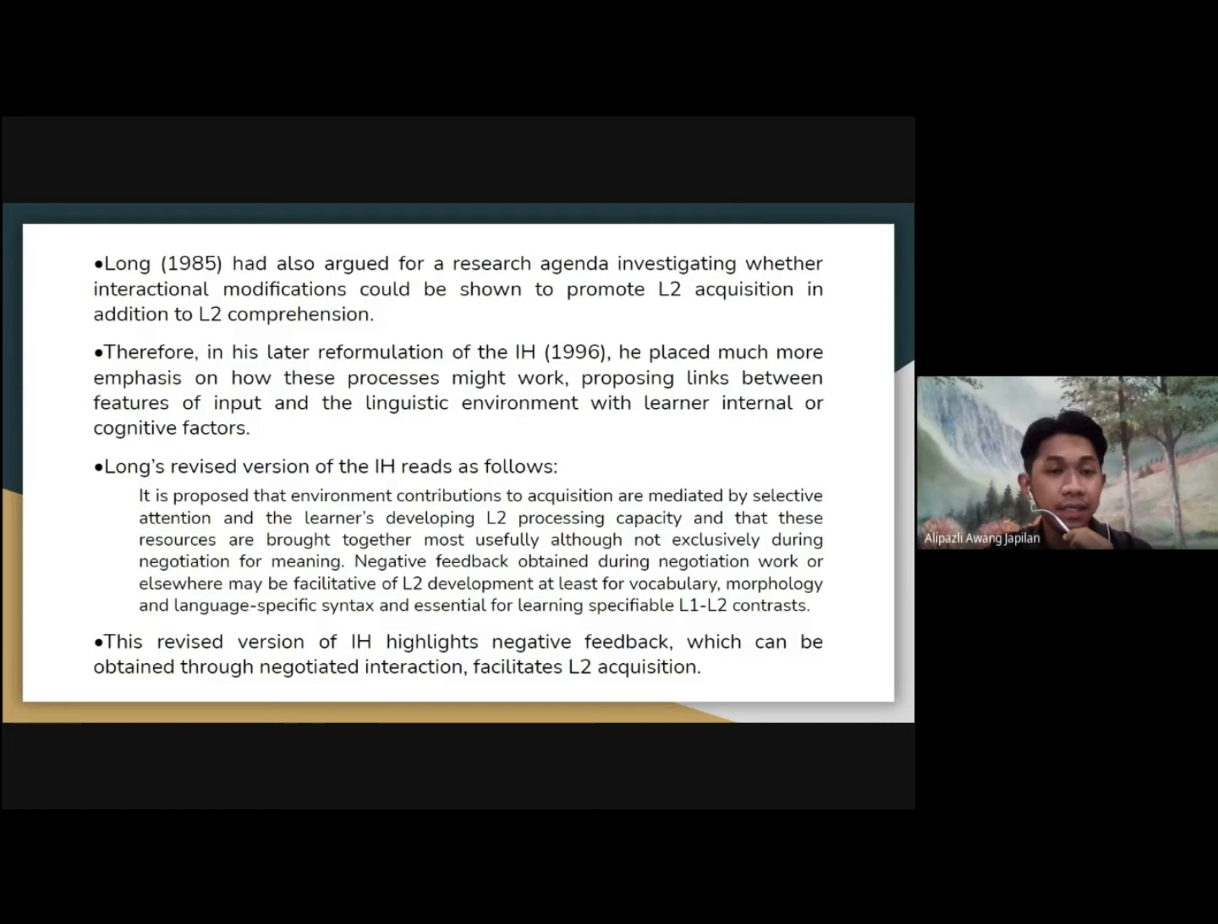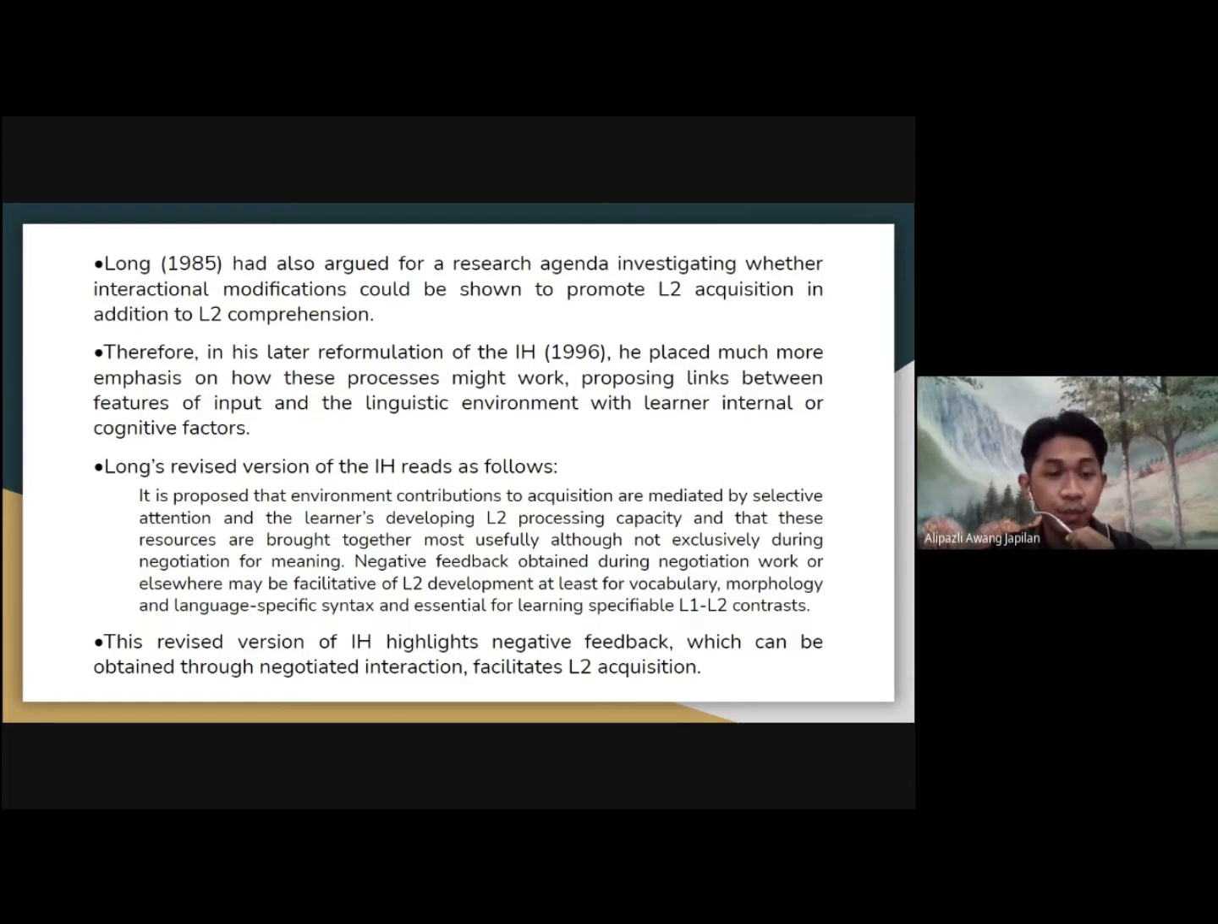And then Long in 1985 had also argued for a research agenda investigating whether interactional modification could be shown to promote second language acquisition in addition to second language comprehension. Therefore, in his later reformulation of the interaction hypothesis in 1996, he placed much more emphasis on how this process might work, proposing links between features of input and the linguistic environment with the learner's internal or cognitive factors. The revised version of the interaction hypothesis reads as follows.